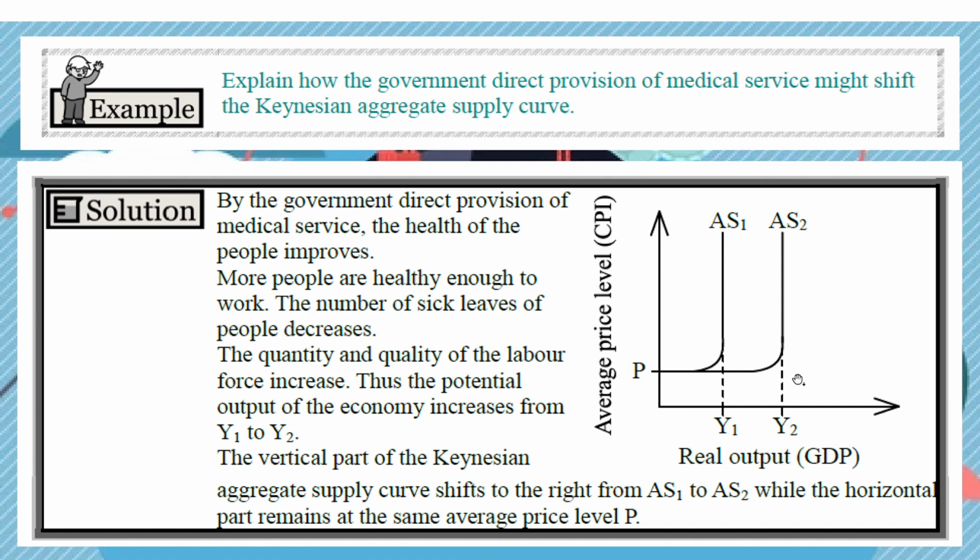So be careful, you need to draw the Keynesian one. The Keynesian one shifts from AS1 to AS2. You have to say it clearly: the vertical part increases while the horizontal part remains. Be careful, Keynesian, because the question is about Keynesian. Don't draw the monetarist vertical one only.